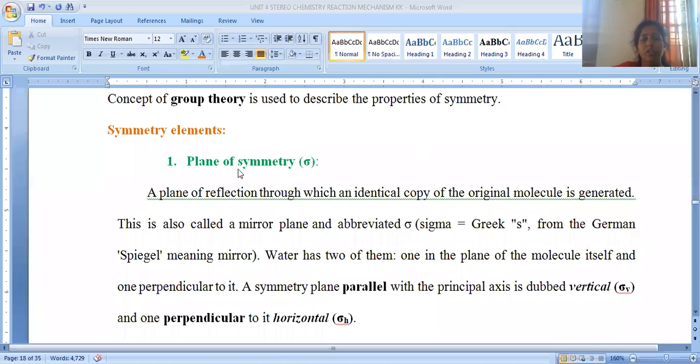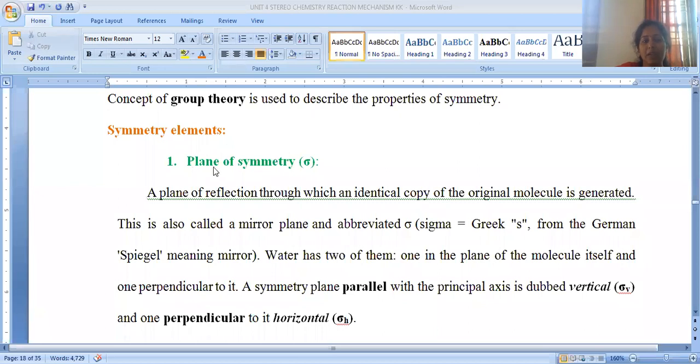A chiral compound is a molecule which contains four different functional groups around the carbon atom, called the chiral center, and the molecule should not possess any symmetry element. Let us see what the symmetry elements are and how we can indicate them in a given molecule. Symmetry elements are basically three types: plane of symmetry, center of symmetry, and alternate axis of symmetry. Let us discuss one by one.